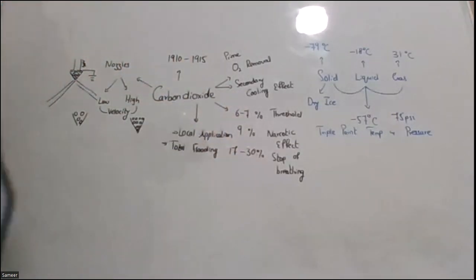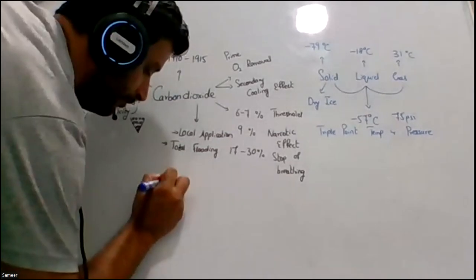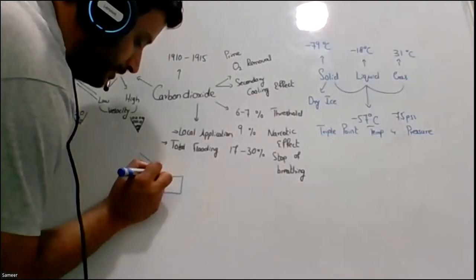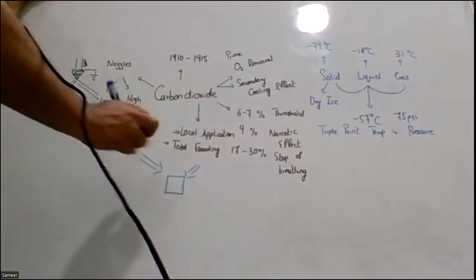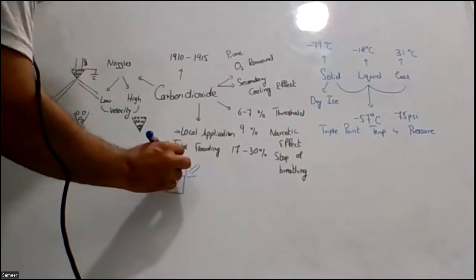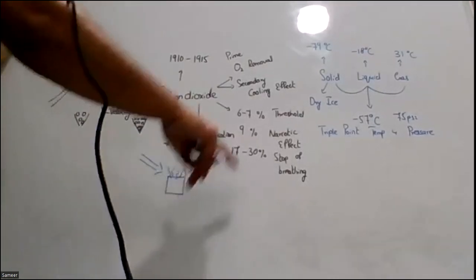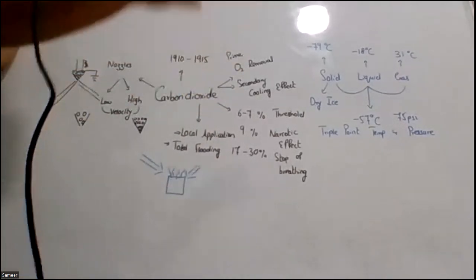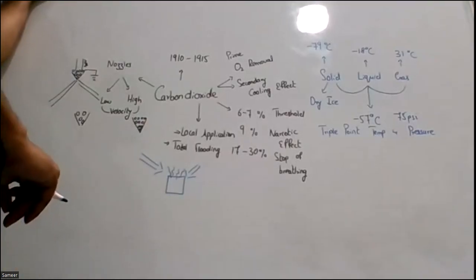What is the local application system? In a local application system, we have any type of material that is available, and the nozzle is placed directly on the material itself. If a fire appears, the gas will release directly on the material, regardless of what is happening in the environment around it. The carbon dioxide will be released directly on the material itself. So that is a local application system.